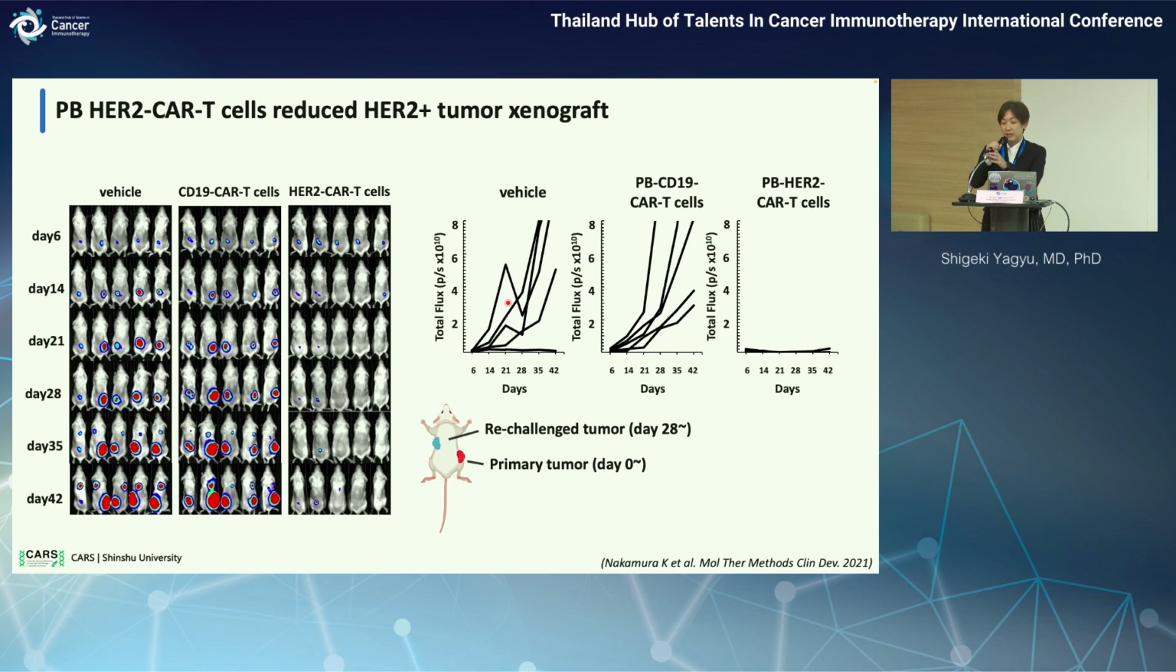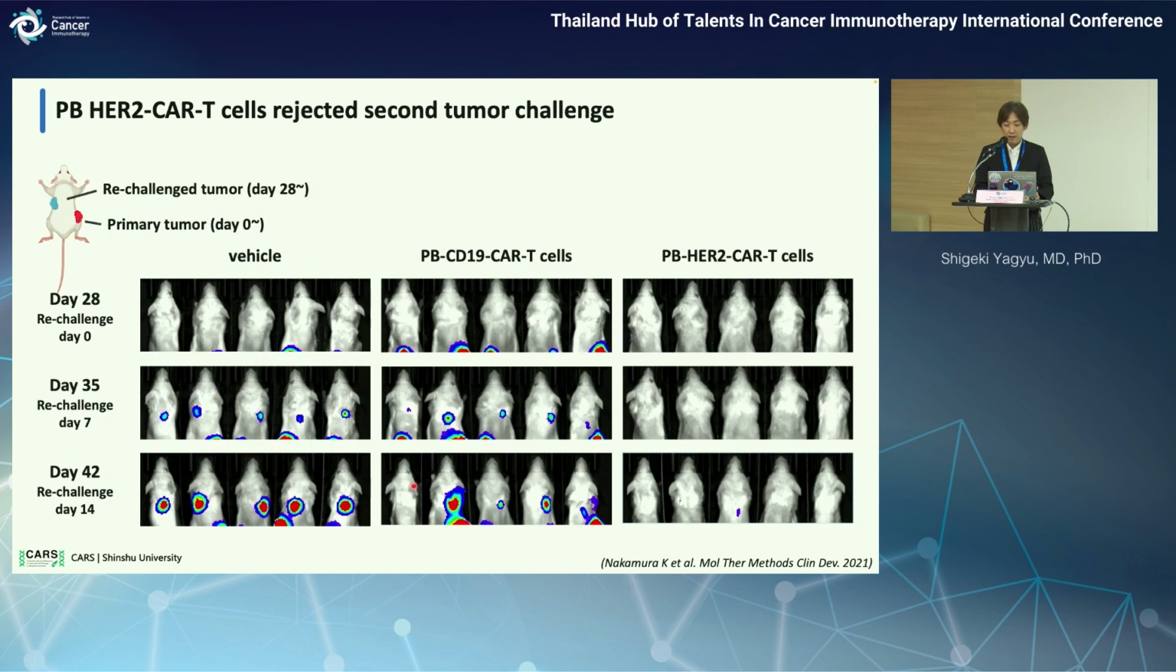And this is the in vivo data of HER2 CAR T cells that control tumor growth. As you can see here, the piggyBac HER2 CAR T cells showed excellent anti-tumor efficacy in vivo. And furthermore, when fresh tumor cells were inoculated on day 28 into these mice, this tumor was totally rejected in the mice treated with HER2 CAR T cells, suggesting long-term functionality in vivo of the CAR T cells that can reflect the phenotype of the CAR T cells.